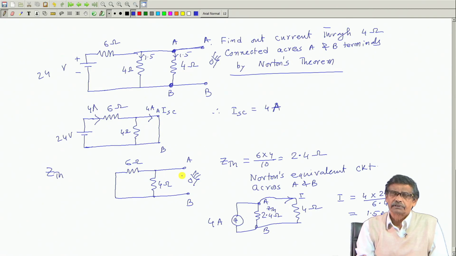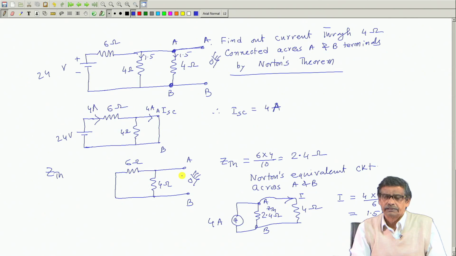Solve many problems. Any network you sketch, you draw, put some values, you have calculator, calculate it and satisfy yourself. That is the best way of learning Norton's theorem, at least given a particular network.